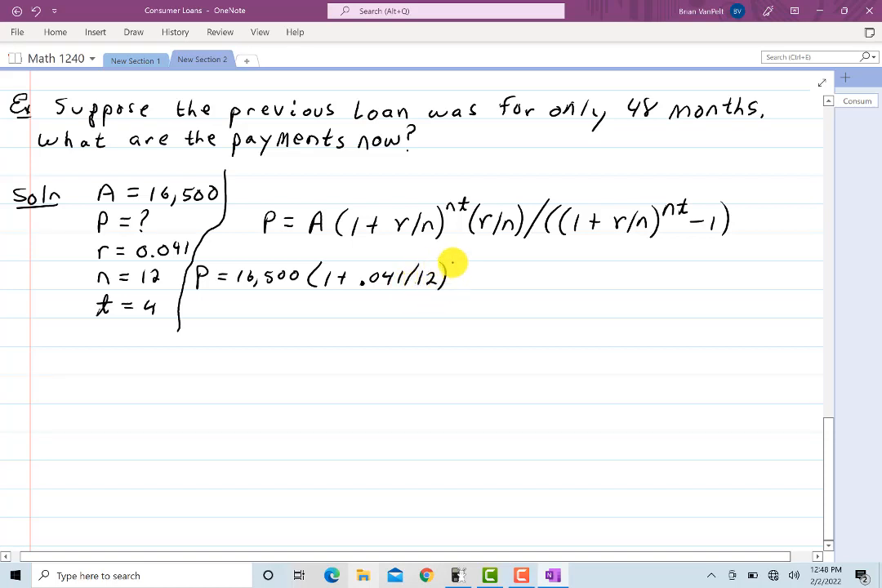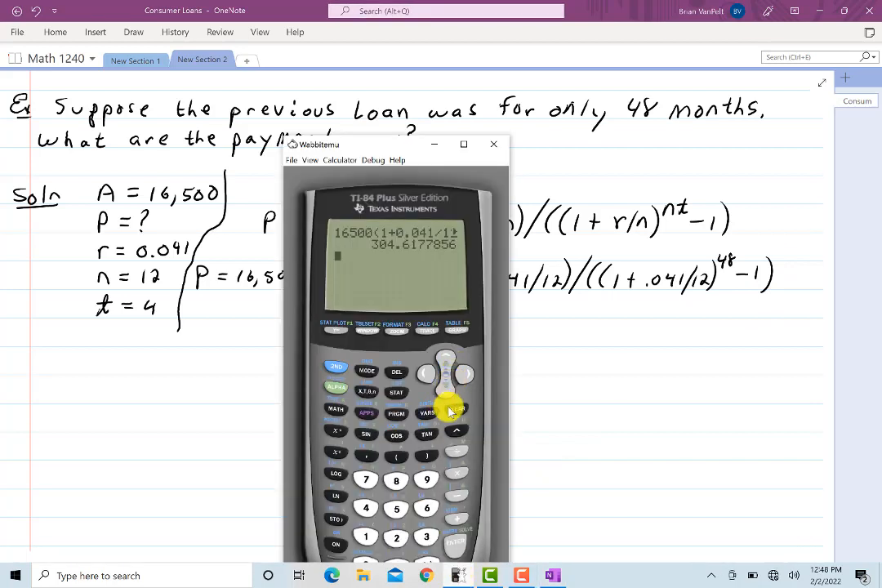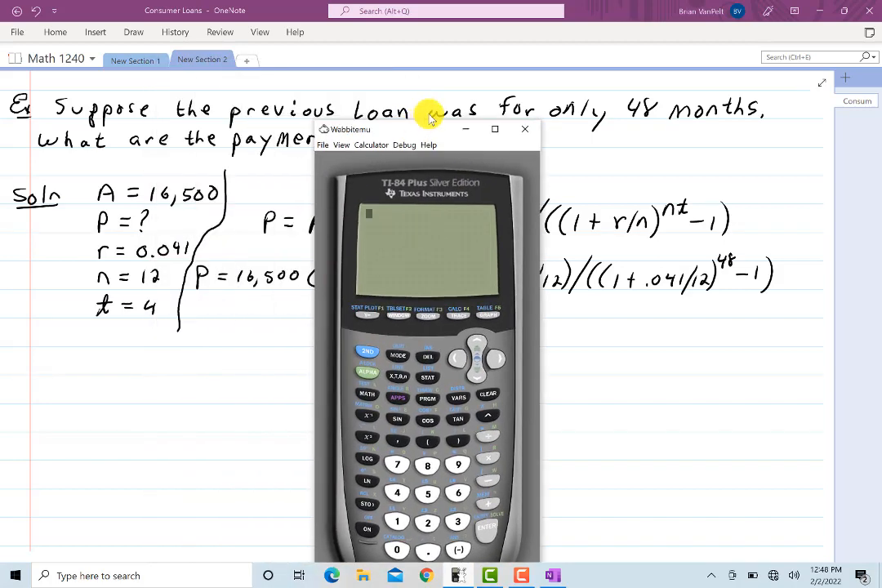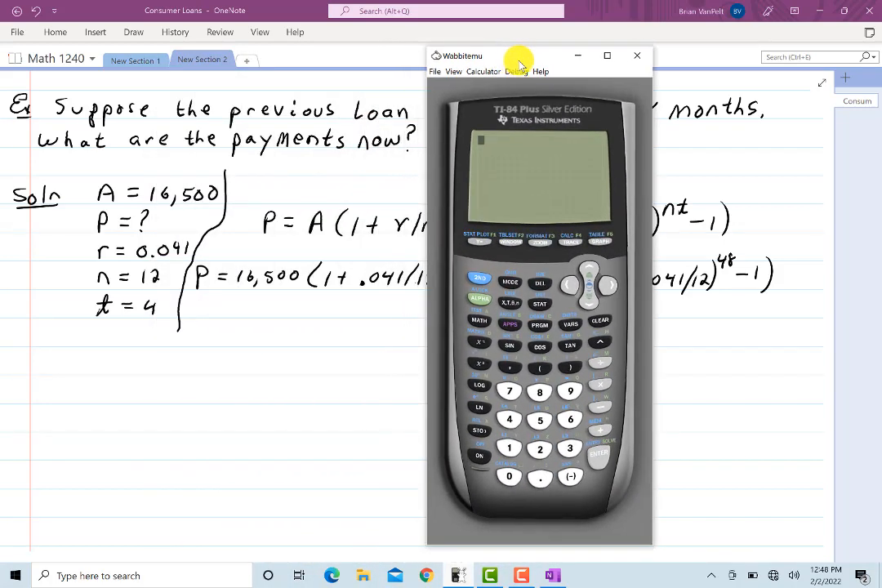And now it's to 48 months instead of 60. Remember, that is 4 times 12 up there. Then we have 0.041 divided by 12 over double parenthesis 1 plus 0.041 divided by 12 to the 48 minus 1 and end that parenthesis. So let me go ahead and throw that into the calculator.